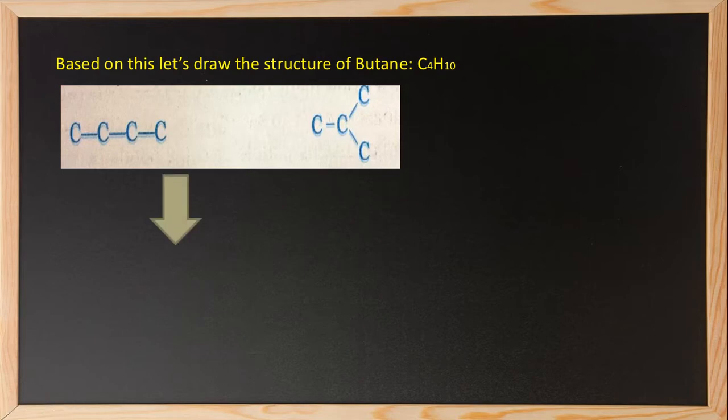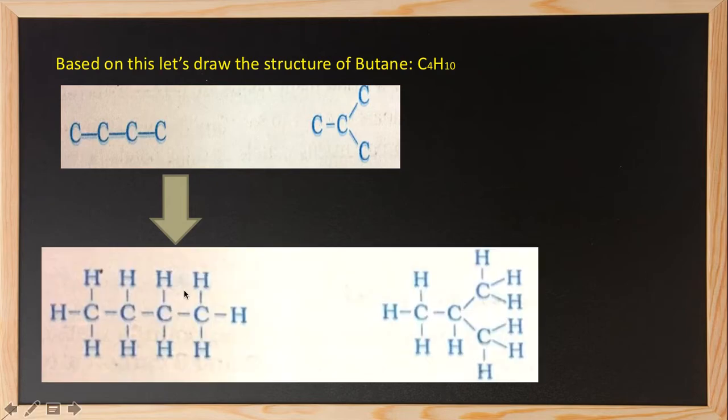Now after this you will have to satisfy the valency of carbon by adding hydrogens. How can you do that? This carbon will have 3 hydrogens as it has 3 more to satisfy its valency. This carbon will also have 3 hydrogens because it has 3 more to satisfy its valency, while the other 2 carbons in between will only have 2 hydrogens each because they are attached to carbons on either side. So this is how you will satisfy.